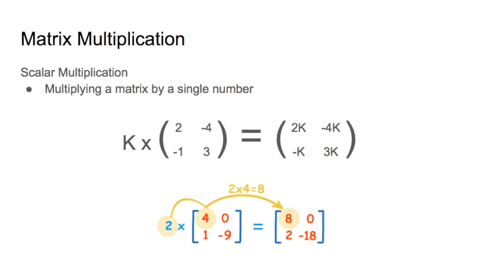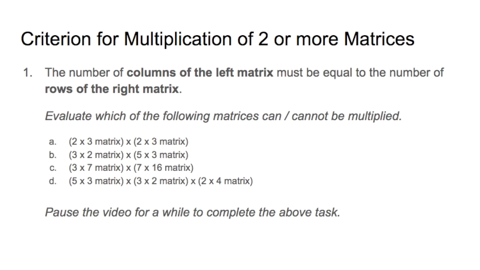For example, take a number represented by k. If it is multiplied by the matrix as shown, you arrive at a product, which is essentially just k multiplied by every single term in the matrix. And the image at the bottom shows an example of how this works. And so moving on to more complicated things, we will move on to the multiplication involving 2 or more matrices.